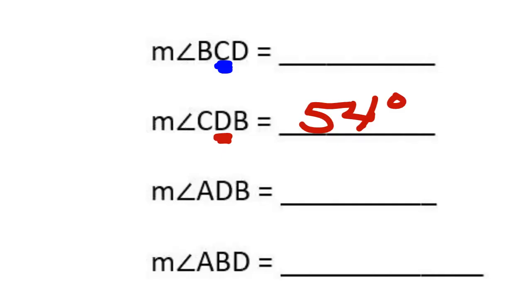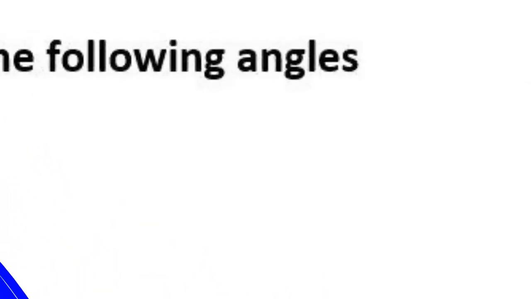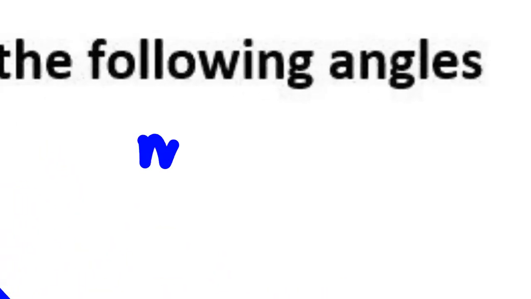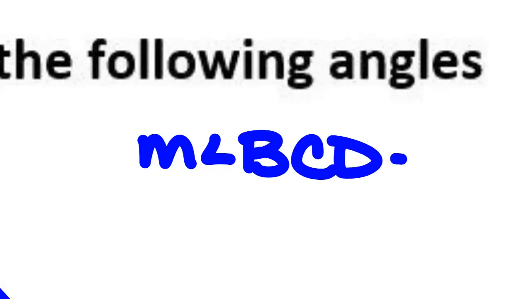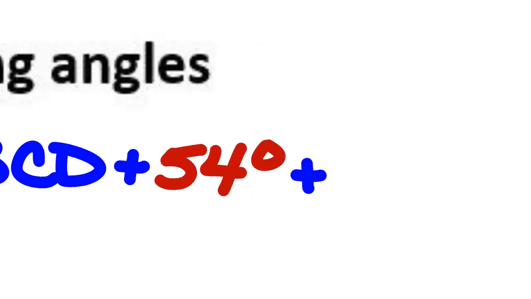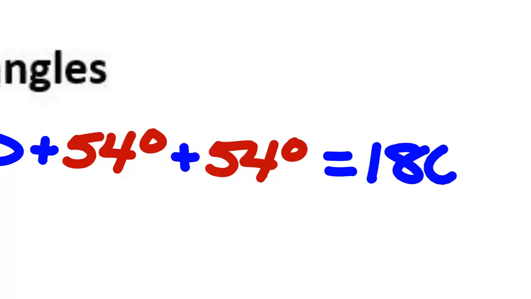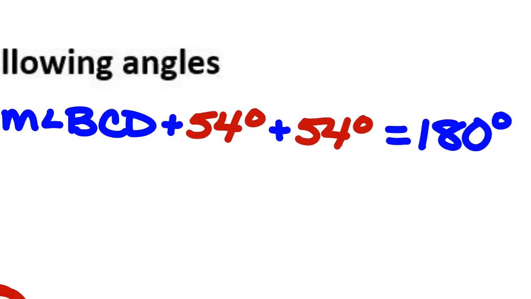Now do I have enough information to find angle BCD? Yes. Because the three angles in a triangle add up to 180 degrees. So the measurement of angle BCD plus 54 degrees plus the other angle that's 54 degrees is equal to 180 degrees. Let's combine our like terms together. What do I get when I combine 54 and 54?